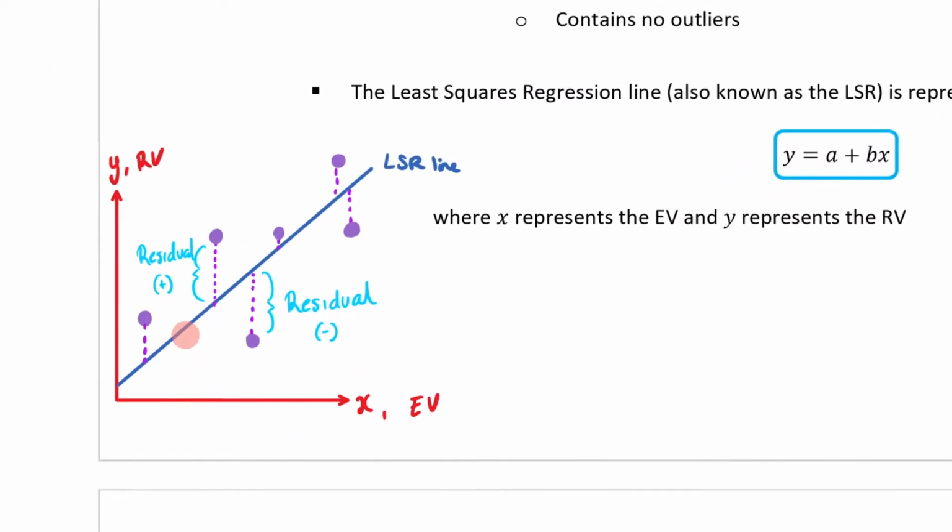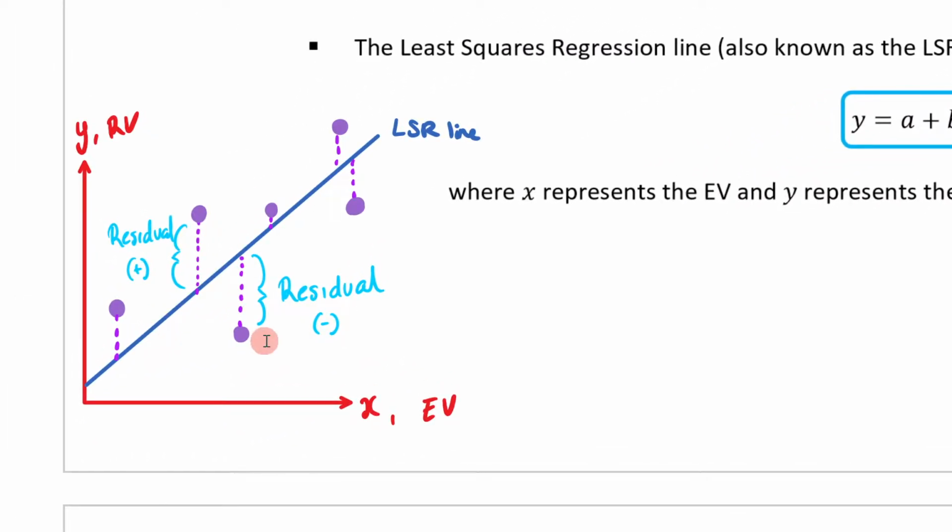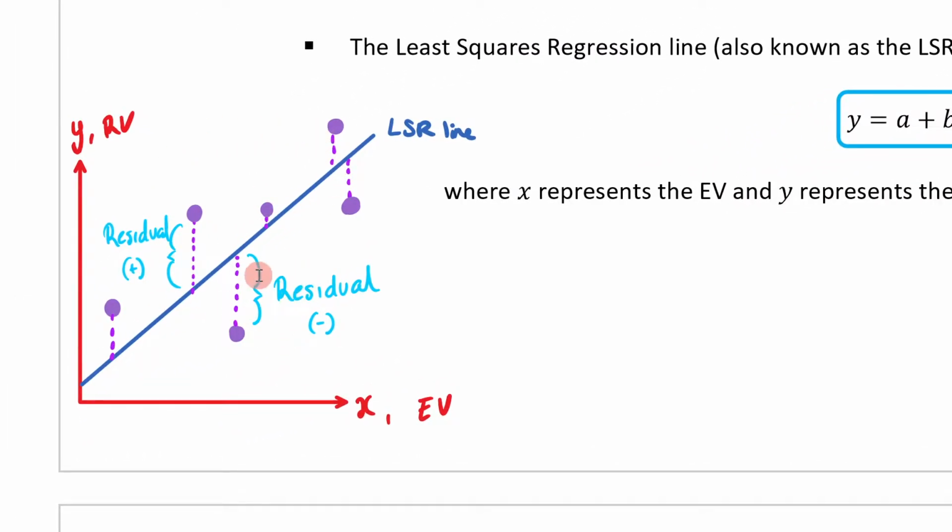And you might like to pop this visual into your notes. So here it is right here. So let's break this down. As you can see, we have y, which is our response variable. We have x, which is our explanatory variable. And these purple dots are our data values. And then we have our least squares regression line here in blue.